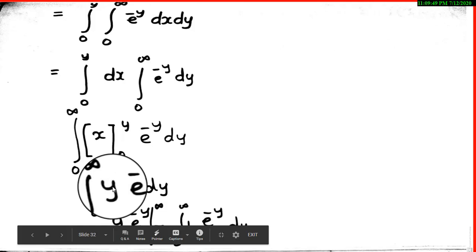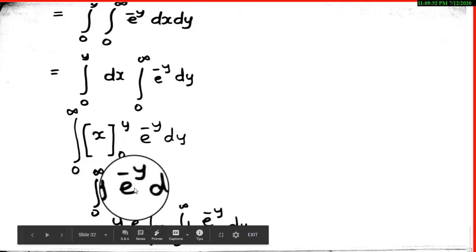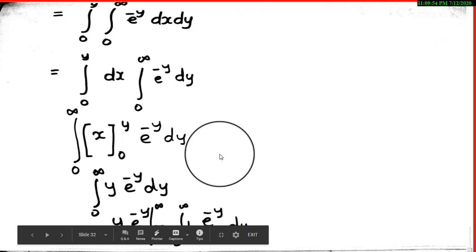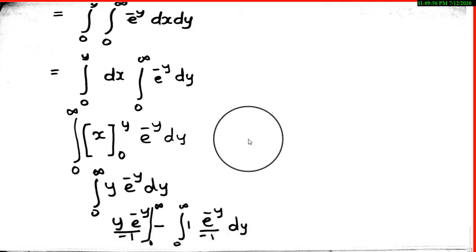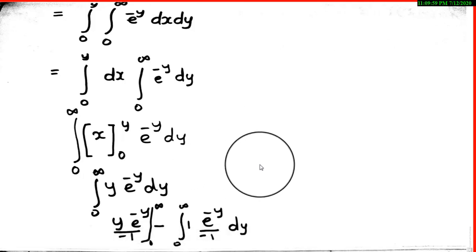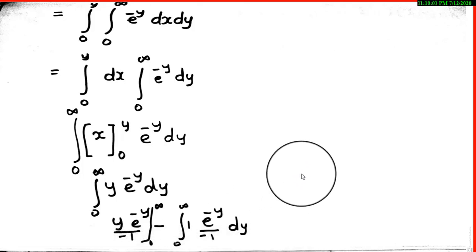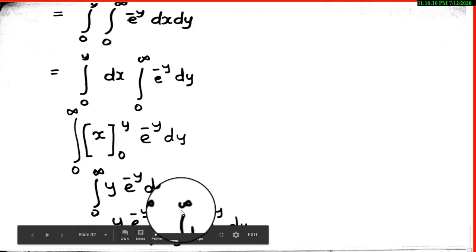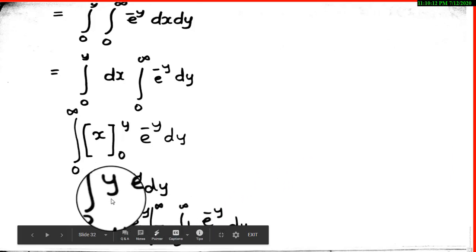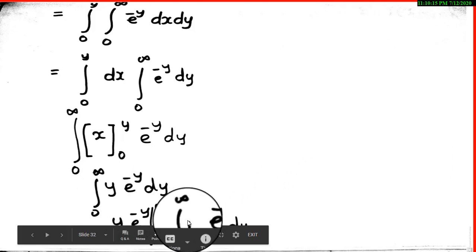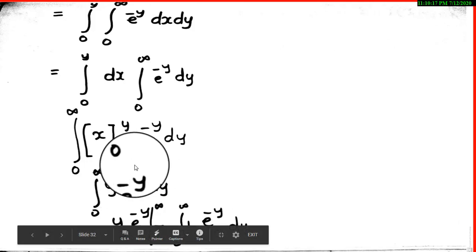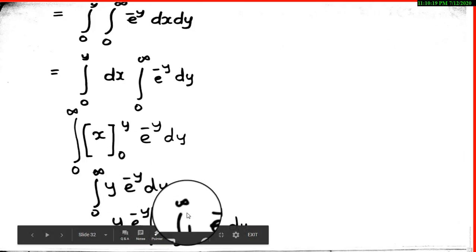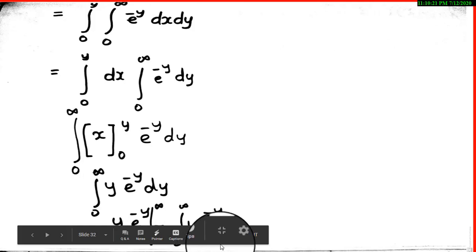The first function is y as it is, and the second function I should integrate. If I integrate, I'll get e power minus y divided by minus 1 over the limits 0 to infinity, minus the integral of the differentiation of y, which gives the value of 1, and the integration within it. So the integration of e power minus y is e power minus y by minus 1, into dy.